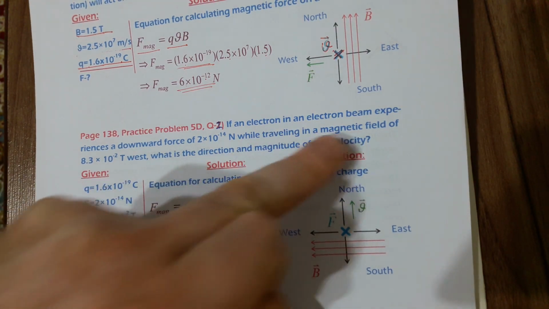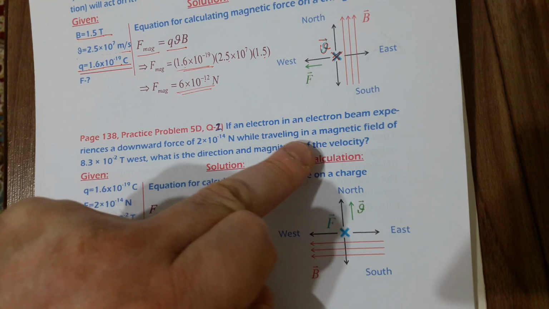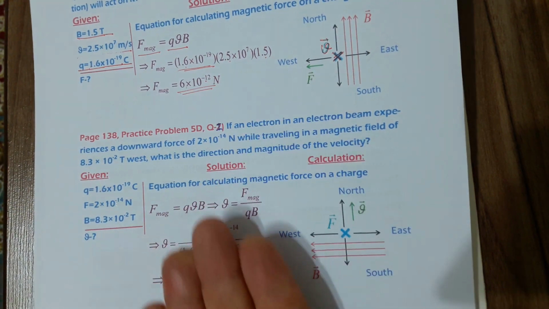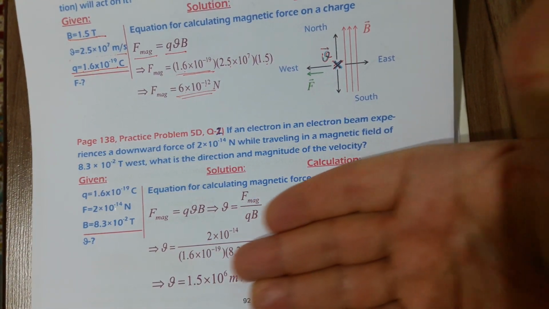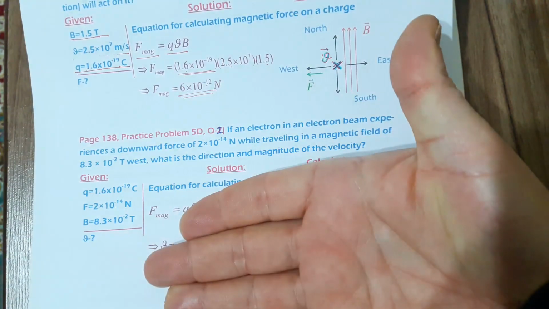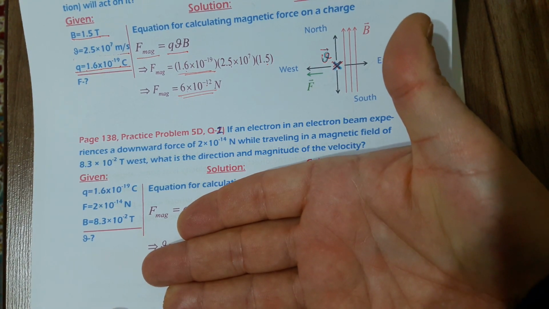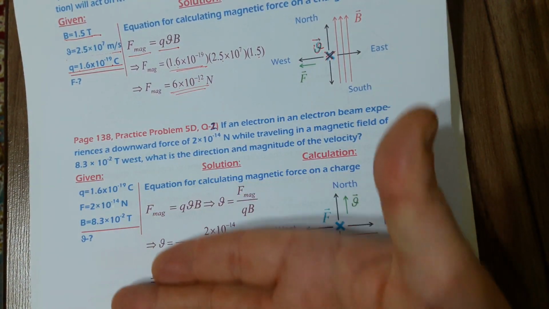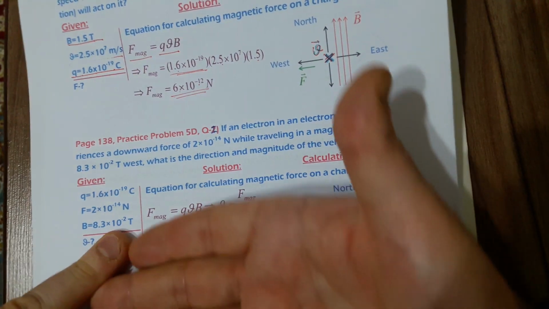So then, the electron beam experiences a downward force, which is 2 times 10 to the power minus 14, while traveling in the magnetic field of west. Now, your forefinger must point west. Which side is the west? That side is the west. So then you are going to change your hand towards the west. So, the force is downward, which is opposite of your palm. Thumb must point in the direction of the motion of the particle. So, the velocity vector is in the direction of the north, because my thumb is pointing in the direction of the north.